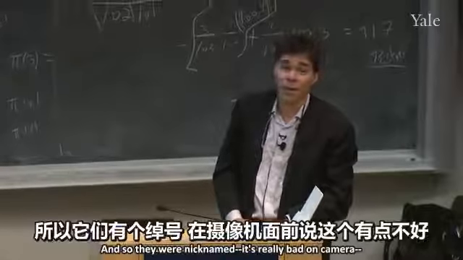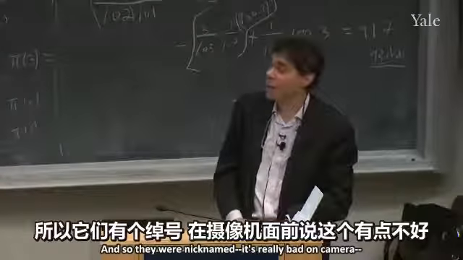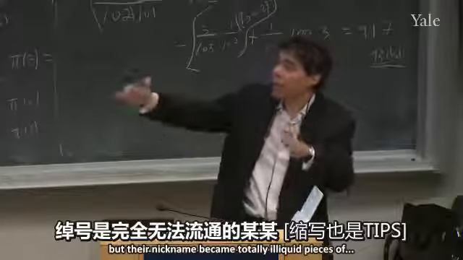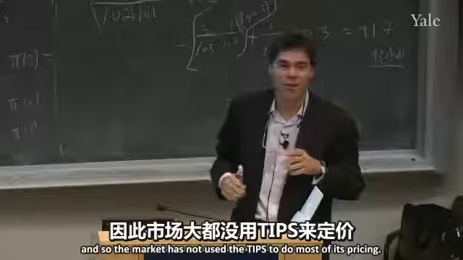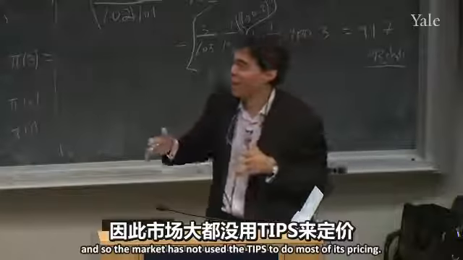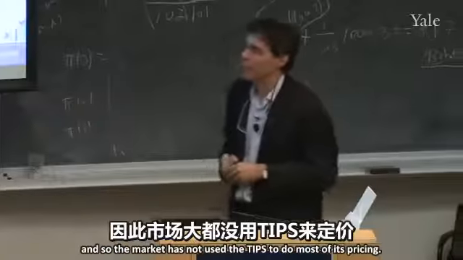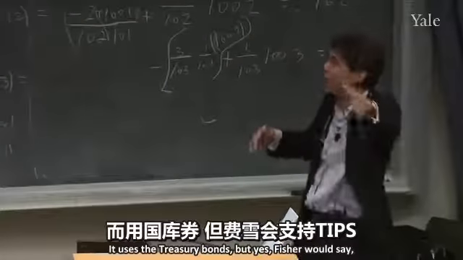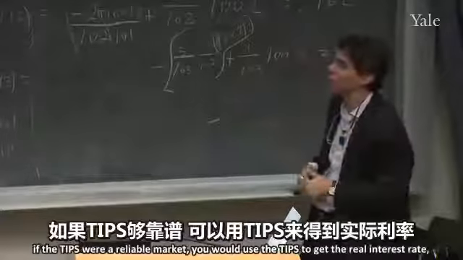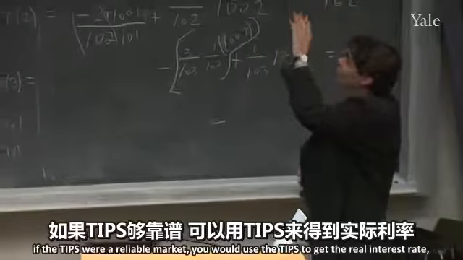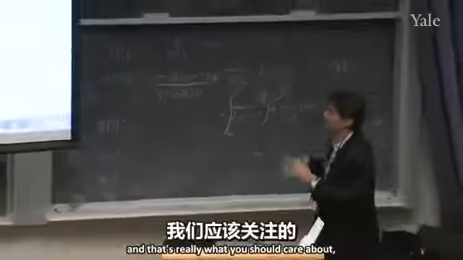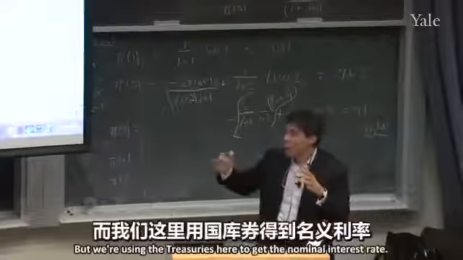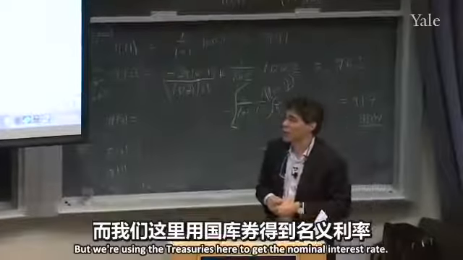And so their nickname became "totally illiquid pieces of..." and so the market has not used the TIPS to do most of its pricing. It uses the Treasury bonds. But yes, Fisher would say if the TIPS were a reliable market, you would use the TIPS to get the real interest rate, and that's really what you should care about, the real interest rate, not the nominal interest rate. But we're using the Treasuries here to get the nominal interest rate.